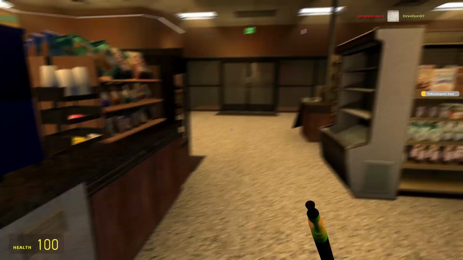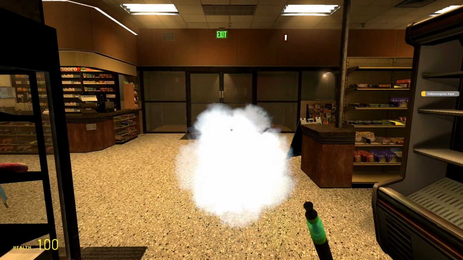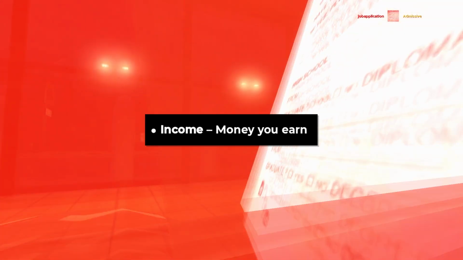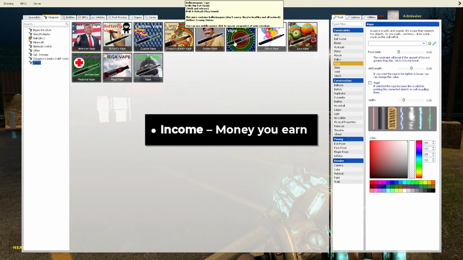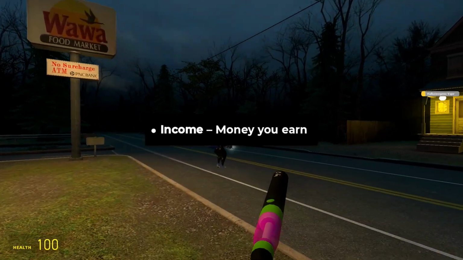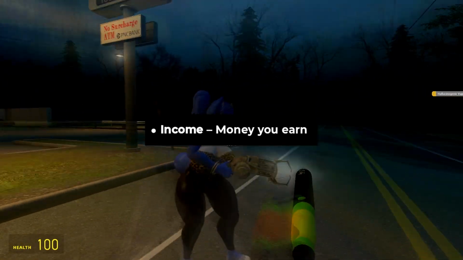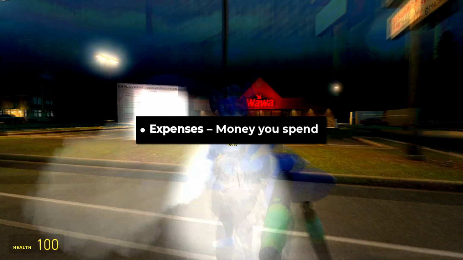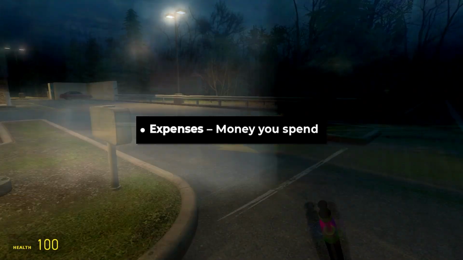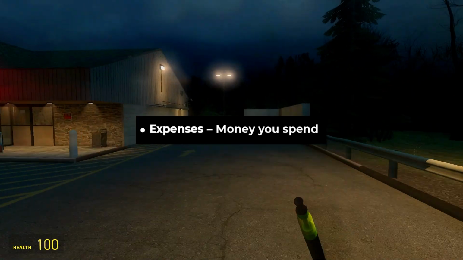I'm going to start us off with the basic ones that I think everyone knows, but I'm still going to explain them just because. So income, big word. I think everyone knows what income is. It's whatever money you earn from anything. Money you earn is income, okay? Expenses is any money you spend. Any money you spend is your expenses, okay?